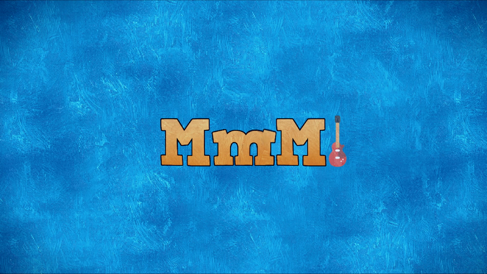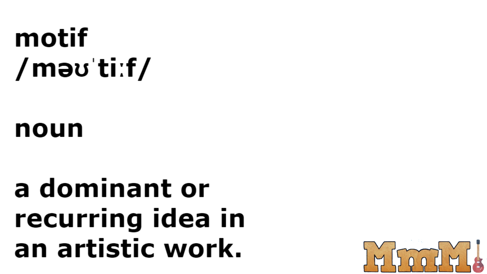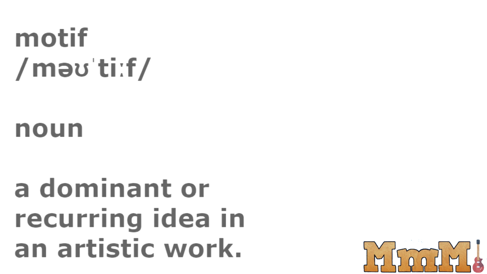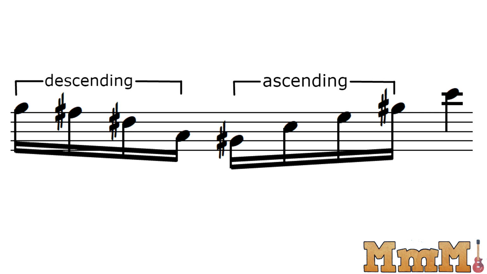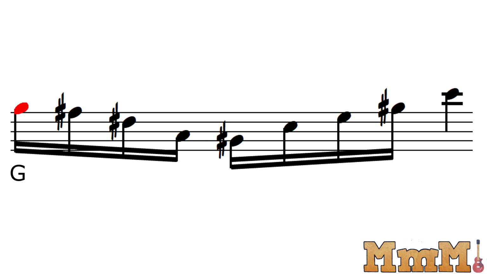Welcome to Nerd Notes, the series in which I analyze various musical aspects of video games to see what makes them tick. Okay, let's look at the notes that make up this motif, motif being a musical idea. The motif is comprised of two parts, the first descending part and then the second ascending part. It starts on a G and descends a semitone to an F sharp, then goes down to a D sharp or E flat, and then finally to an A.